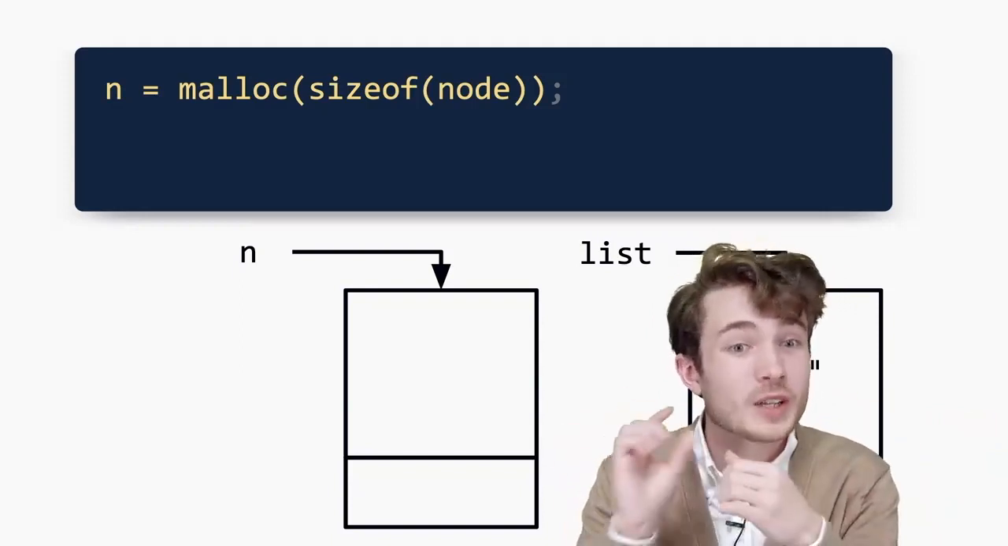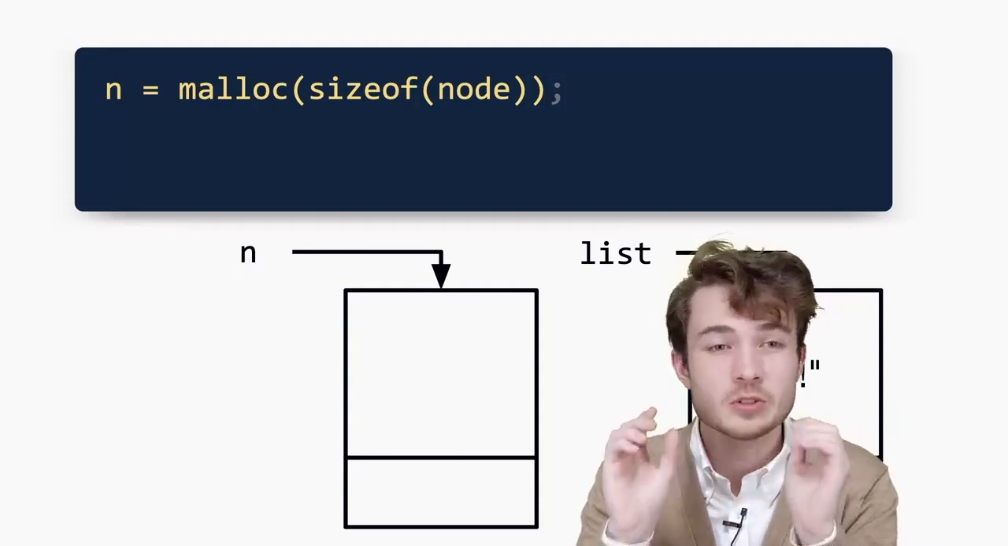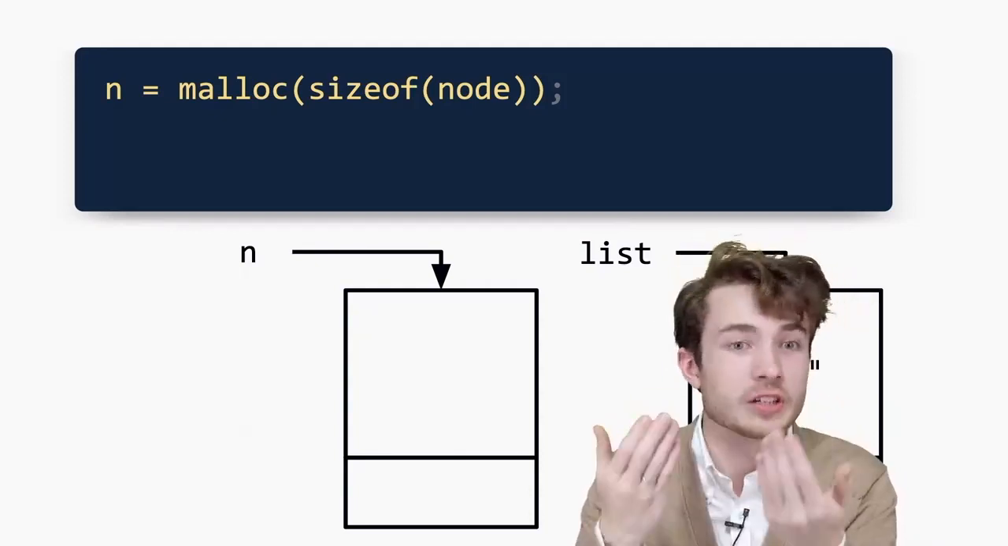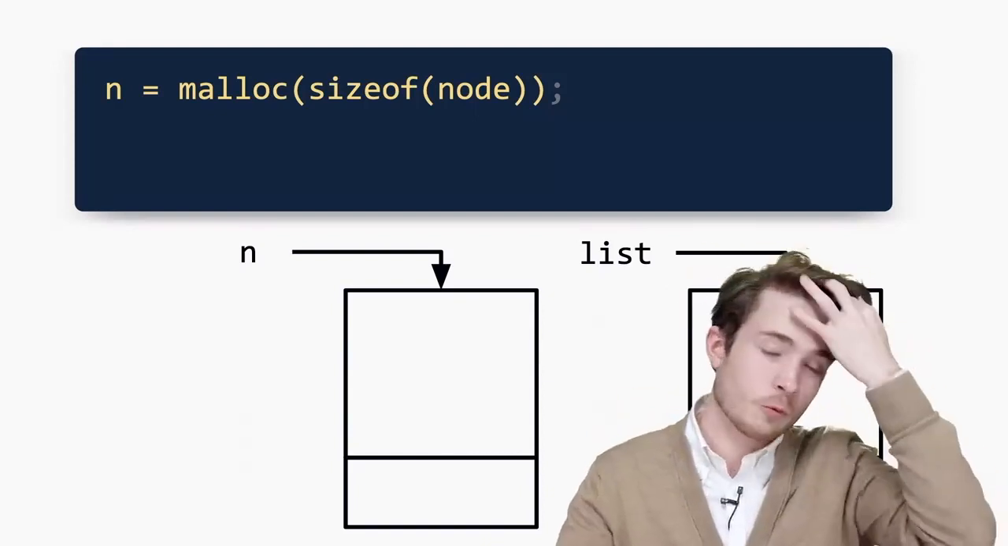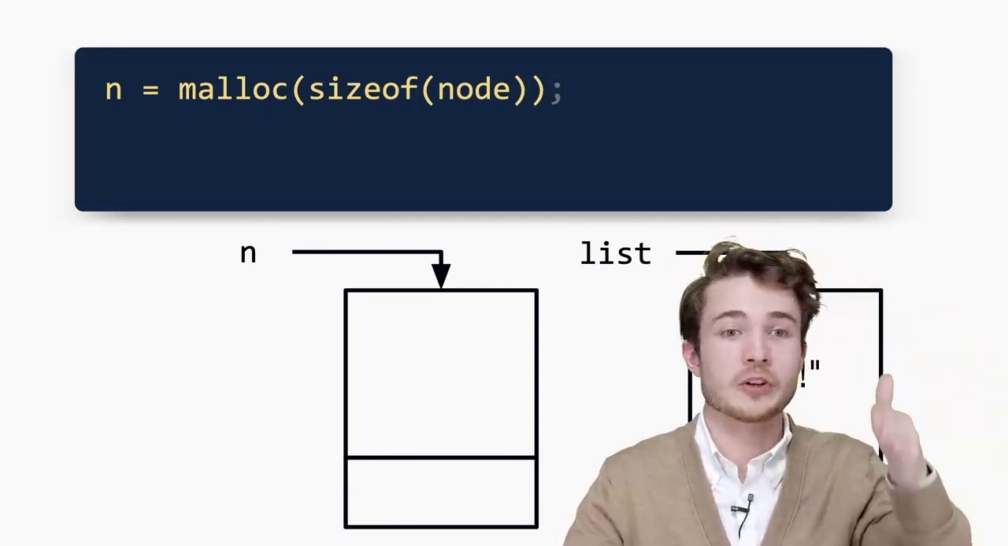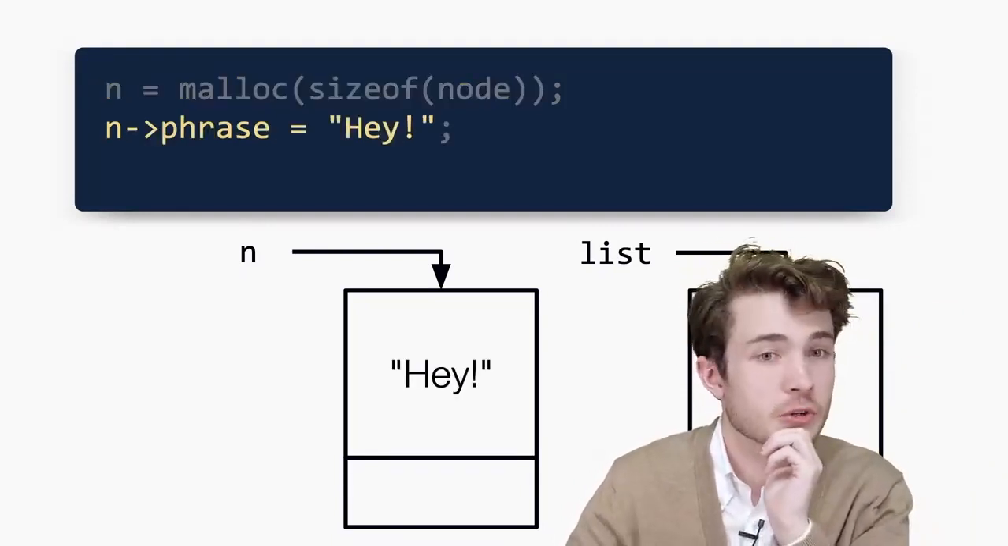So if we want the very quick insertion we talked about before, we have to add a node at the beginning, right? Make sure that this new node points to the current first node in our list. So let's actually do that here. We have some space for a node. We have a pointer to that node. But let's see how we might add it in. So we probably first give this node a phrase like hey.